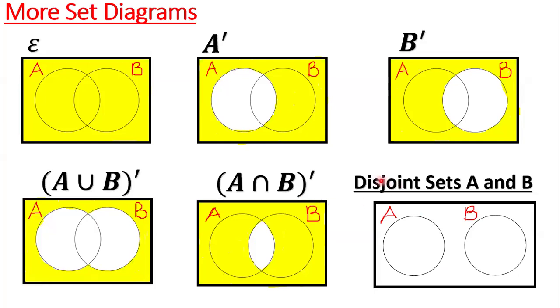Disjoint. They're disjoint, so they're separated. Separated means they have to shade. That's what it means. We can't shade nothing. I didn't ask for nothing shaded. I just asked you to represent it. Disjoint sets, just A and B, represent it. I didn't ask for the union or anything. They're just separated.